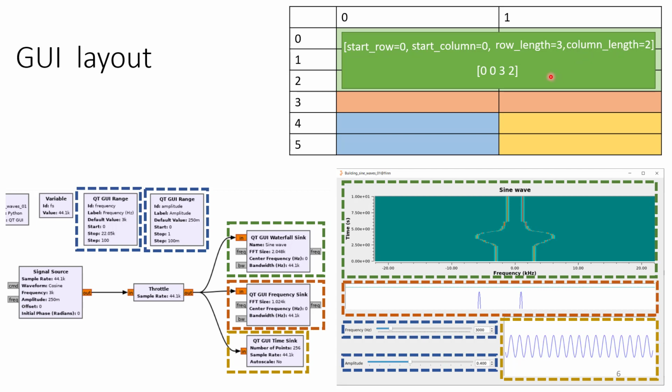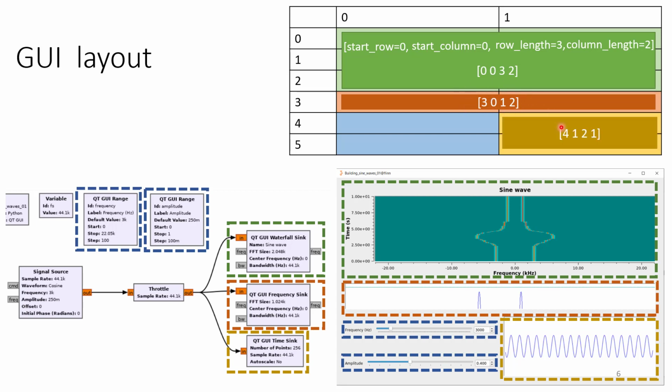Now we do the same thing for the frequency control. The frequency control is going to start at row 3, column 0, and it's going to be 1 row high and then 2 columns long. And we can see that right there. Start at row 3, column 0, 1 row high, 2 columns long or wide.